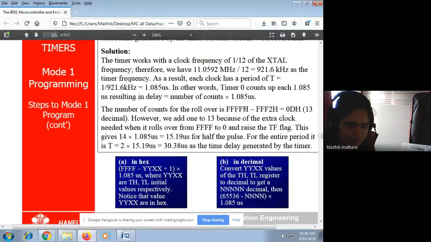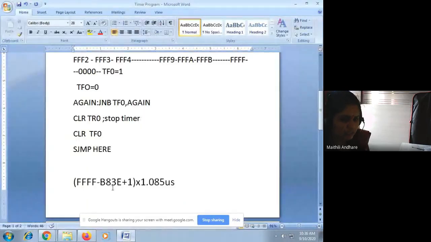Are you getting what we have done in the previous task? FFFF, the maximum value, minus FFF2. First of all, we calculated the decimal number, the hexadecimal's corresponding decimal, added 1, so 13 plus 1 becomes 14, into 1.085 microsecond. So the same is the calculation for this number. So just do the calculation and tell me how much value you are getting. First of all, these are the calculations in hex.